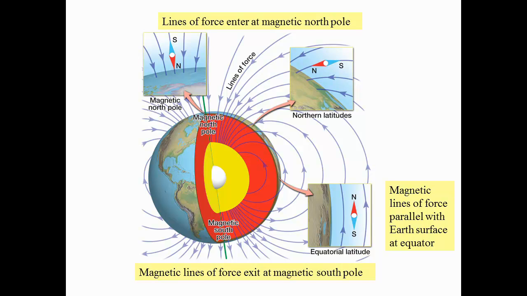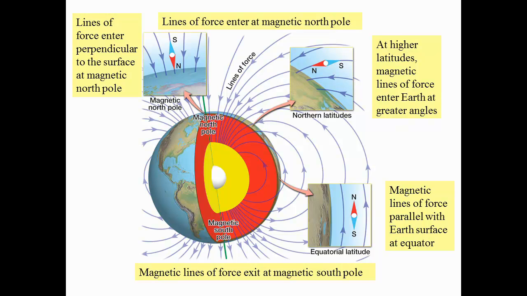Magnetic lines of force parallel Earth's surface at the magnetic equator, but then, as we saw before, at higher latitudes in the northern hemisphere, the magnetic lines of force enter Earth at greater and greater angles. In other words, the inclination tends to increase as we go further north in the northern hemisphere, to the point that the lines of force enter perpendicular to the surface at the magnetic north pole. On the other hand, within the southern hemisphere, the magnetic lines of force are leaving Earth's surface.